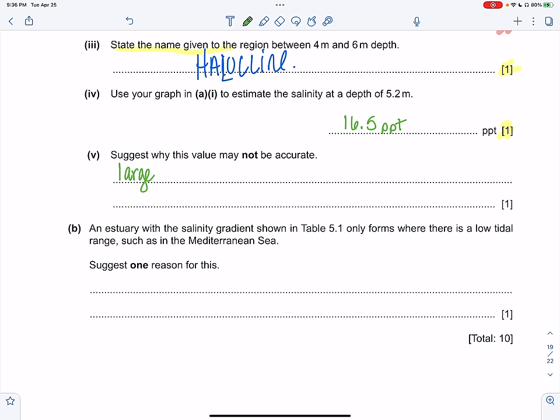That's what I was saying before. Why might it not be accurate? There's a large change within that 2 meters.